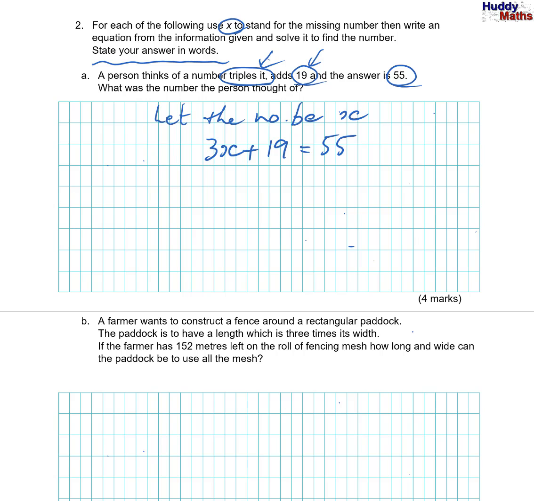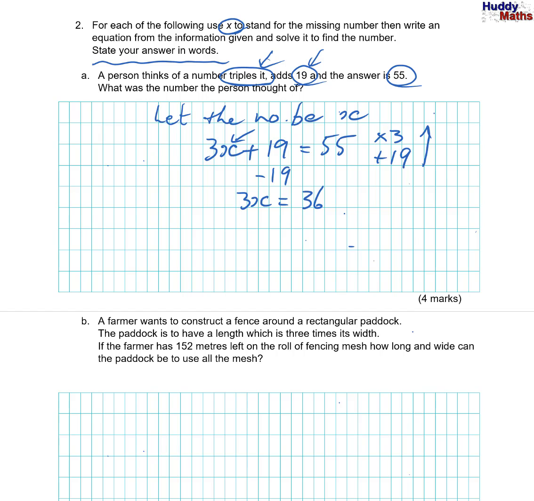And can we unpack this? Yes, there's x. It's been times by 3. 19's been added. And the answer was 55. So let's reverse those steps. Fairly simple idea. So let's subtract 19. From that side, we'll be left with 3x only. And 55 take 19 is 36.